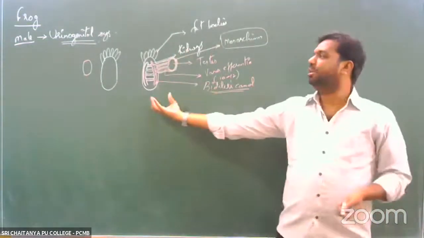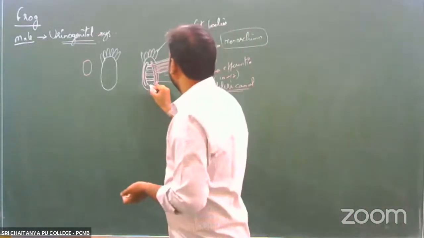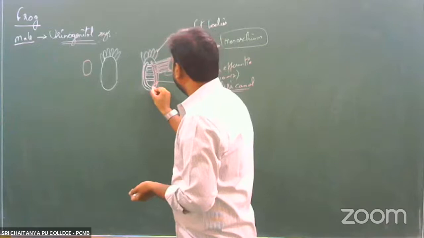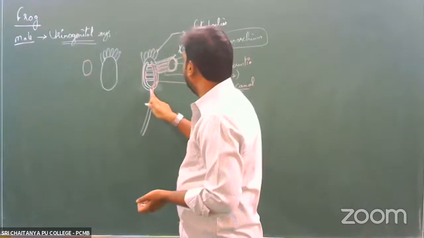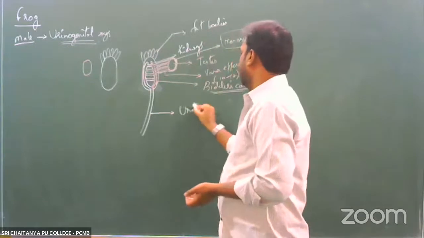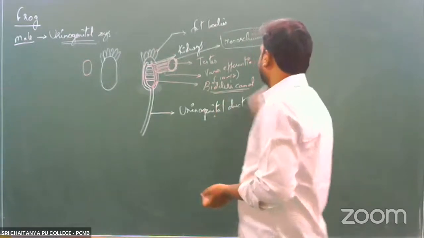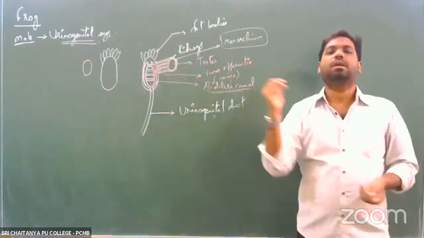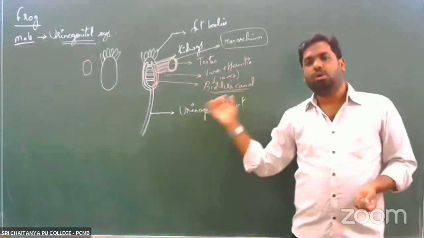And then at the posterior end of the kidney, both these canals would combine with each other to form a common duct, and this common duct is referred to as the urinogenital duct. A common duct for the passage of the nitrogenous waste and for the passage of the sperm, therefore we would start calling it a common urinogenital duct.